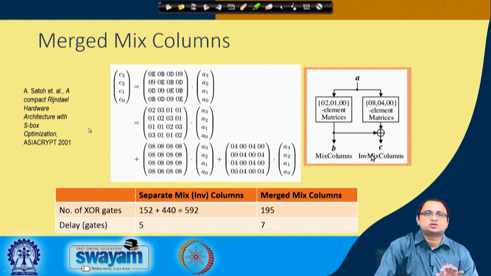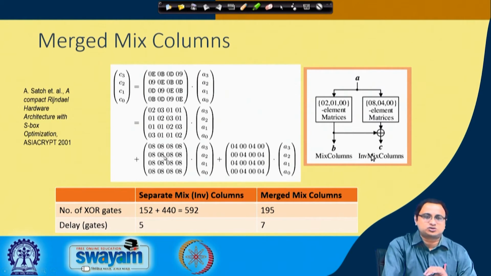One of the approaches, proposed by Sato in AsiaCrypt in 2001, is as follows. You write this inverse mixed column matrix and express it as a summation of the original mixed column matrix with 2 more factors. One of the factors is as shown here, and the second matrix is shown here. You can easily observe that these matrices are pretty easy, in the sense that they are all powers of 2, so they should be easy to implement. Therefore, what you can do is have in one flow the normal matrix.